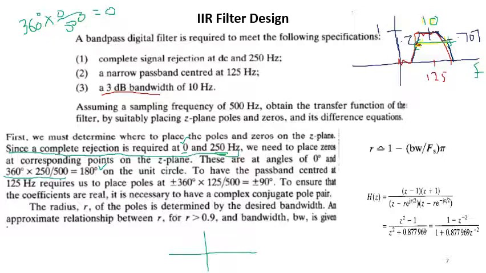So this is the unit circle. It's not exact, but anyway, this is 0 degrees, we have a zero here, and we have another zero here at 180 degrees.